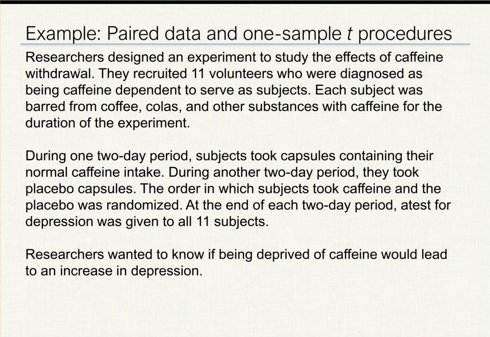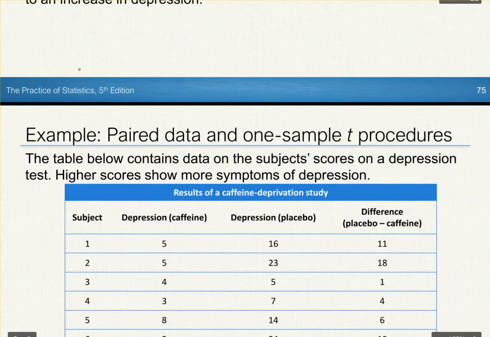Researchers designed an experiment to study the effects of caffeine withdrawal. They recruited 11 volunteers, and each subject was barred from coffee, colas, and other substances with caffeine for the duration of the experiment. During one 2-day period, subjects took capsules containing their normal caffeine intake. During another 2-day period, they took placebo capsules. The order was randomized, as we talked about in the matched pairs experiment. At the end of each 2-day period, a test for depression was given to all 11 subjects. Researchers want to know if being deprived of caffeine would lead to an increase in depression.